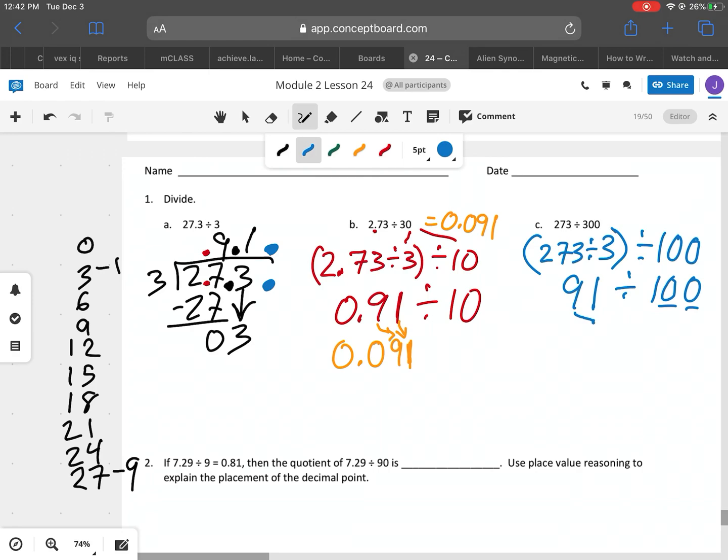So 1, 2. So the 9's going to go in the tenths place. And the 1 is going in the hundredths place. It actually shows it to you right here because it says 91 divided by 100, which is 91 hundredths. In the future, you'll understand that a little bit better. So 91 divided by 100 is the same as 91 hundredths.